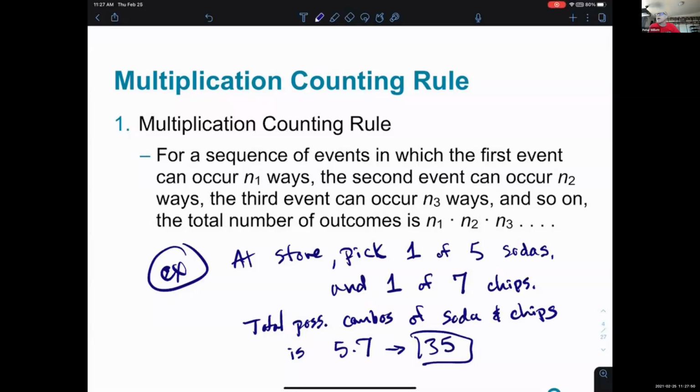I did miss a typed in chance to pick a king in a standard deck of cards. Yeah, 4 ways to pick a king, 52 ways to pick anything. So 4 out of 52. Thanks, Hunter.